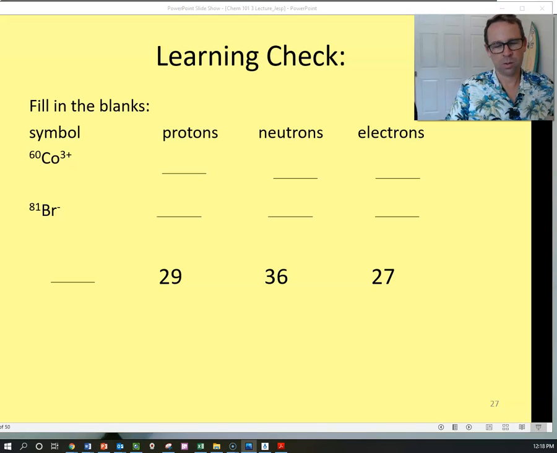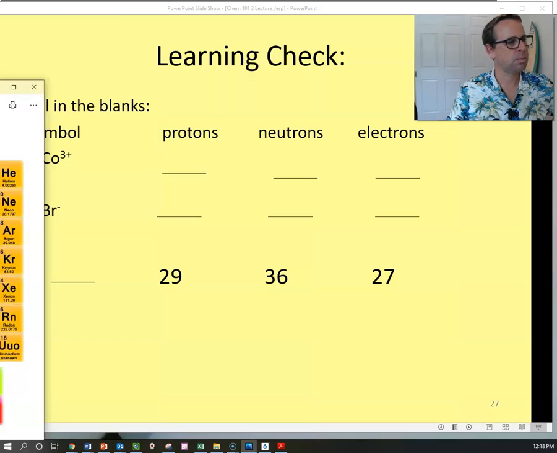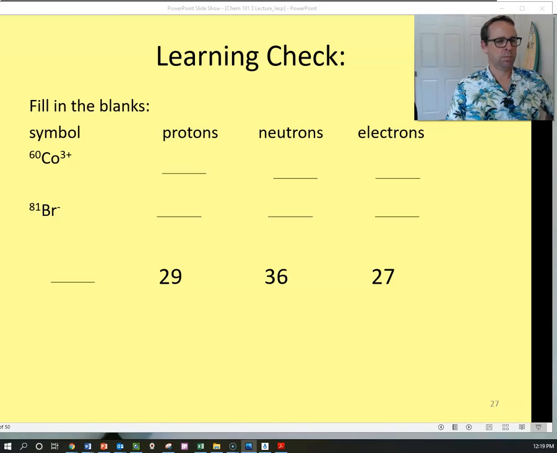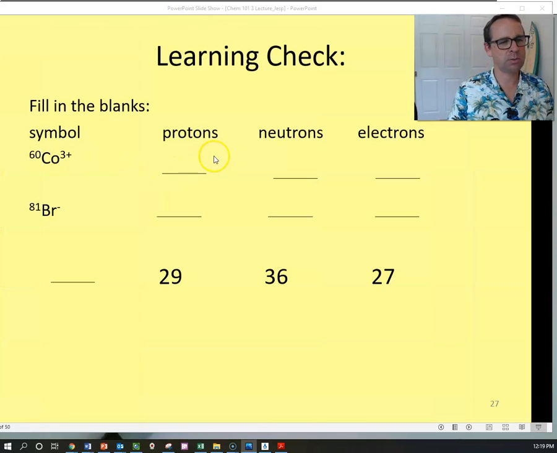Cobalt is right here on the periodic table. Okay, so then how many protons? 27, right? 27 protons. Yeah, 27 protons. Very good.